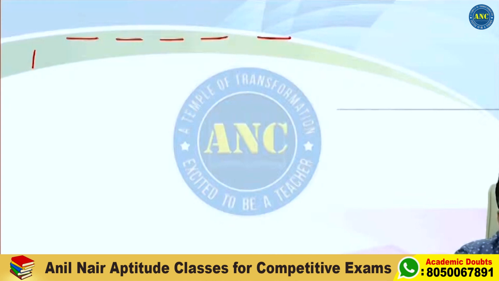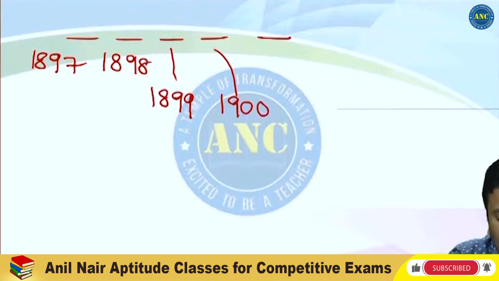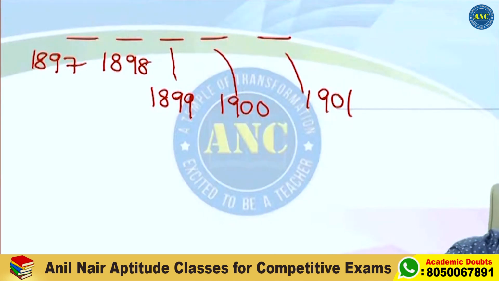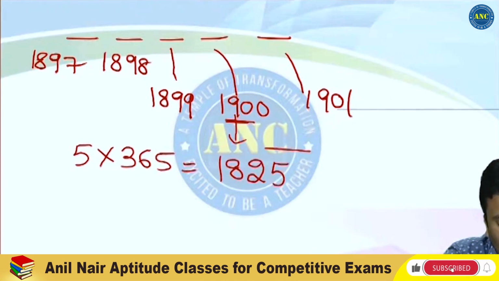Now see here. Some students who wrote that answer have written it only because every 4 years one leap year will come. Every 4 years a leap year won't come. 1897, 1898, I am just taking a sample, 1899, 1900 and 1901. These are all 5 non-leap years. If a century comes in between which is not divisible by 400, there is no leap year. So 5 non-leap years contain 5 into 365, which is nothing but 1825.